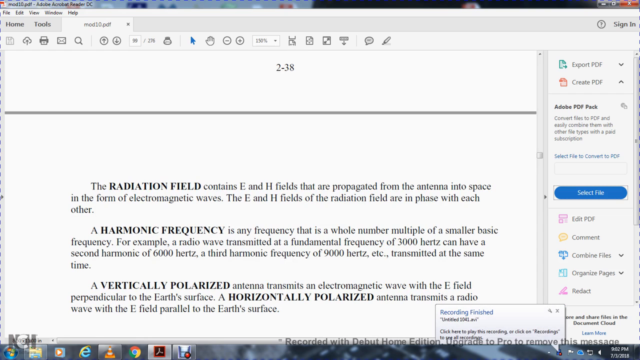Harmonic frequency is any frequency that is a whole number multiple of the basic frequency. For example, a radio wave transmitted at a frequency of 3,000 hertz can have a second harmonic at 6,000 hertz and a third harmonic at 9,000 hertz, transmitted at the same time.